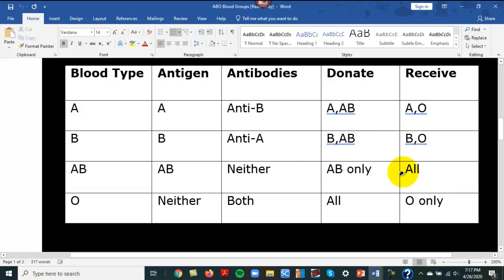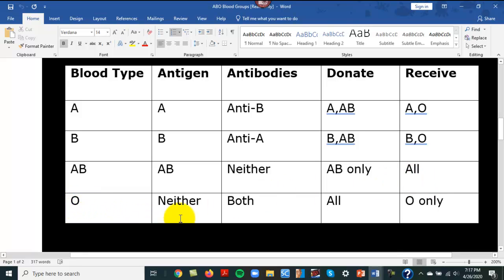Who can you receive from? Well, they're called universal recipients because they have no antibodies. If you're AB negative, you're limited, remember? Because you can only receive from A negative, B negative, AB negative, and O negative. You can't receive positive blood. If you're AB positive, you can receive theoretically from every single blood type. So AB positive is a true universal recipient.